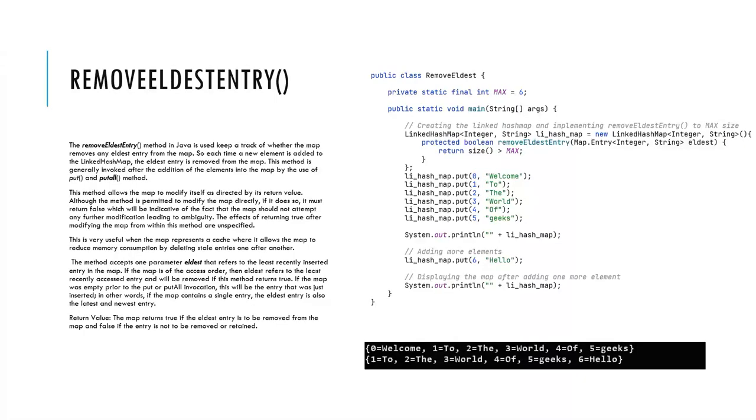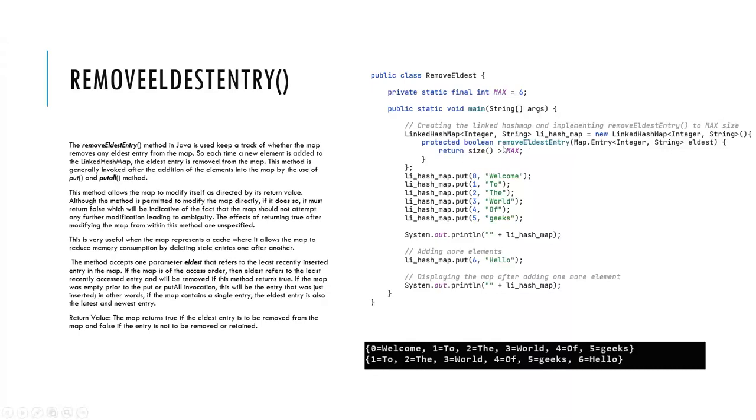Also, linked hashmap has a remove eldest entry method, which by default returns false. But if this method returns true, then when putting something, it will call it once and then it will remove the eldest entry. So in this example, you can see how to work with this method. We can override this method using anonymous classes like here.